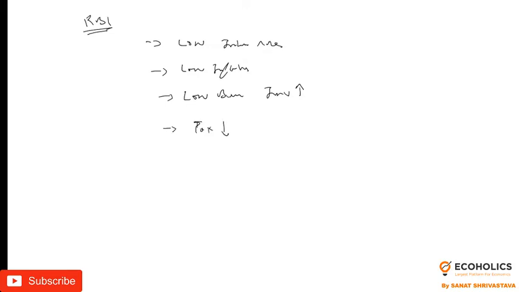So here the benefits are low interest rate and low inflation. Low interest rate means low borrowing cost, so the investment will go up. These are a few benefits that we have. Next is the taxes reduced by the government, so that is also a very good sign.